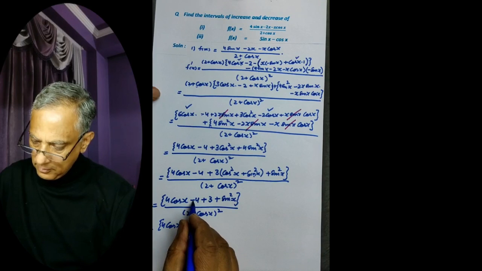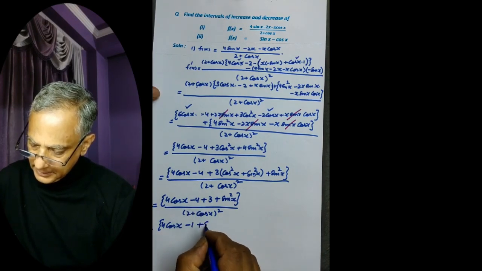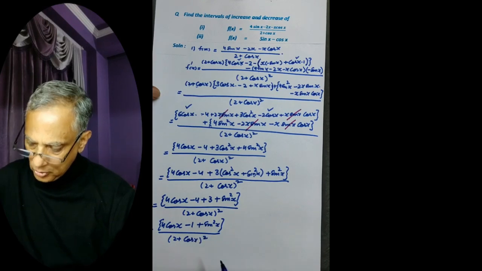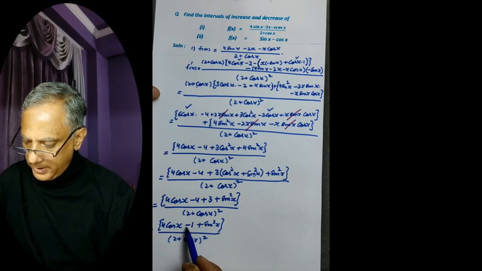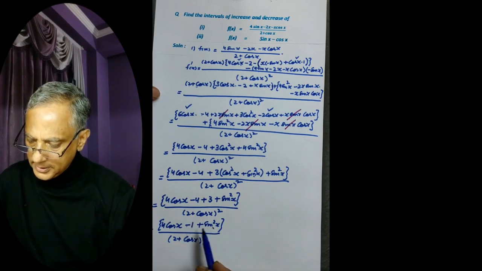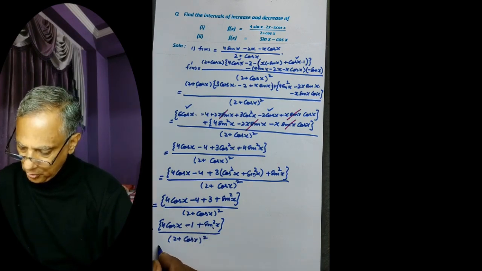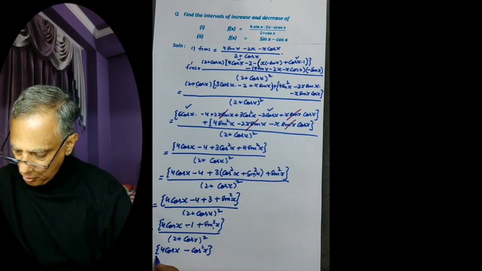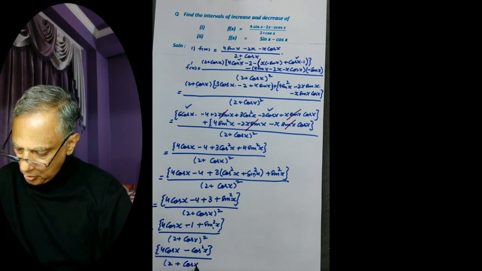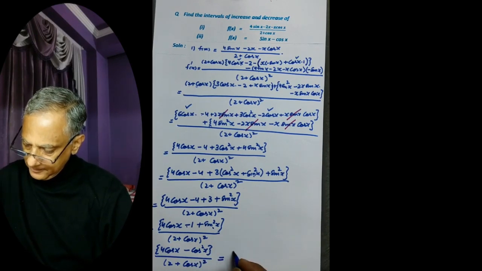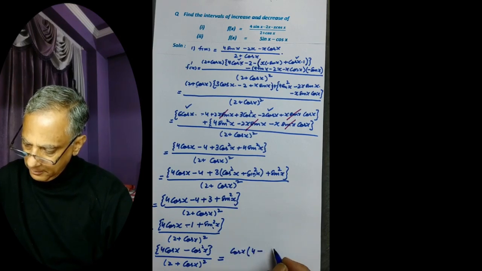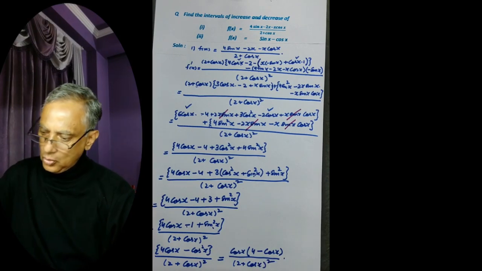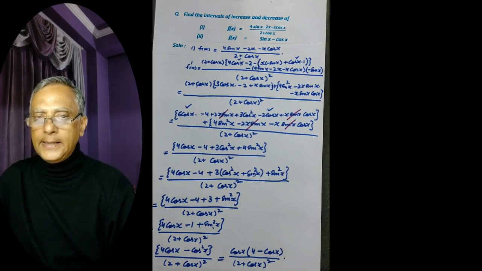4 cos x minus 4 plus 3 is minus 1 plus sine square x, over (2 plus cos x) whole square. Now 1 minus sine square is cos square, so this will be minus cos square x, minus I take common, 1 minus sine square, so this will be minus cos square x. So this is equal to 4 cos x minus cos square x whole divided by (2 plus cos x) whole square, and this can be written as cos x is common and (4 minus cos x) whole divided by (2 plus cos x) whole square. Now I copy down this term on the next page and solve the question.